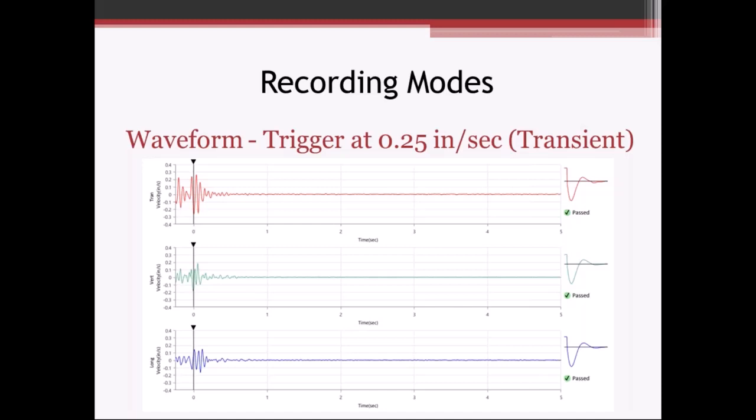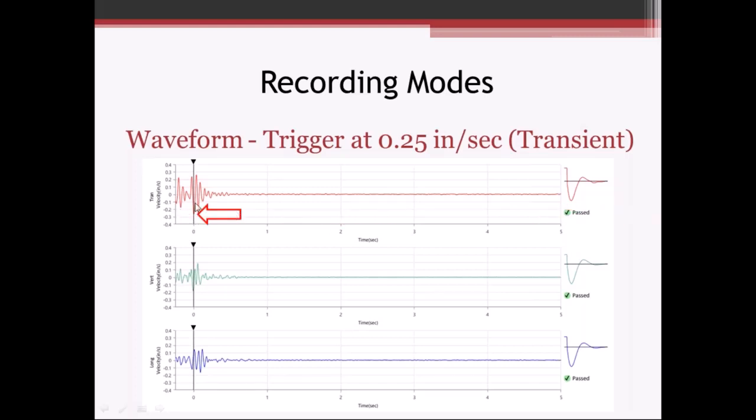And this particular one, we had the trigger set at 0.25 inches per second. So you can see this is a transient vibration. It lasted less than 1 second, maybe a quarter of a second or maybe half a second. And one of the things that these instruments do when it hits that waveform trigger and starts to record in waveform, it actually records about a quarter of a second before the trigger.